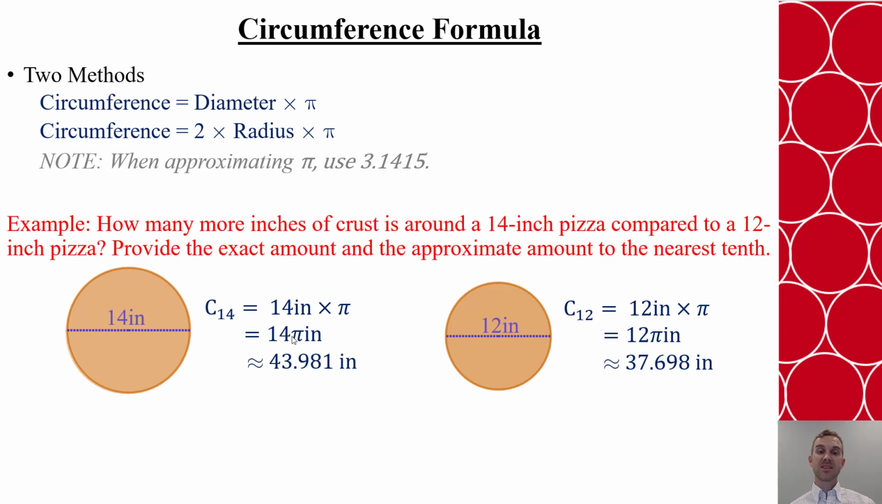So if we want to know the difference, and we want to do the exact difference, we would start by doing 14 pi inches minus 12 pi inches, which would mean that the 14-inch pizza has 2 pi inches more crust than the 12-inch pizza. And approximately, that would be 6.3 inches. And if you took these two approximations, you would get that same value if you subtracted them.